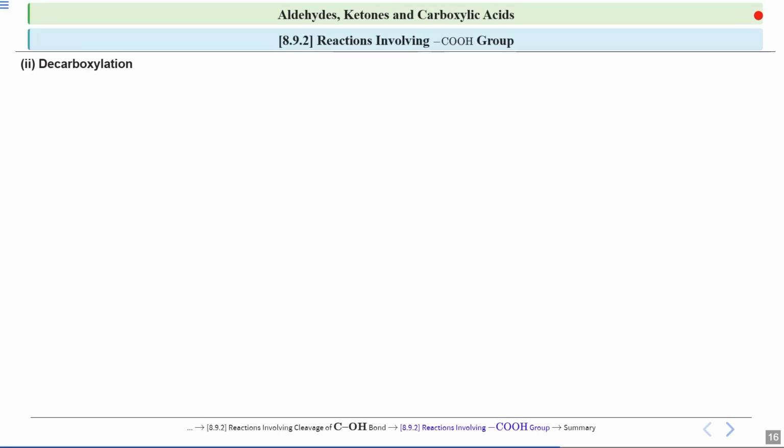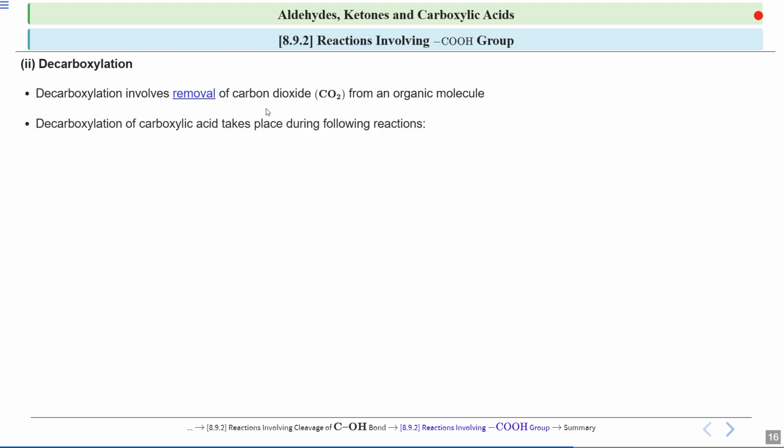Next, we are going to see the concept of decarboxylation. Decarboxylation specifically refers to the removal of CO2 from an organic molecule. That is the removal of carbon dioxide. Decarboxylation of carboxylic acids takes place during the following reactions.